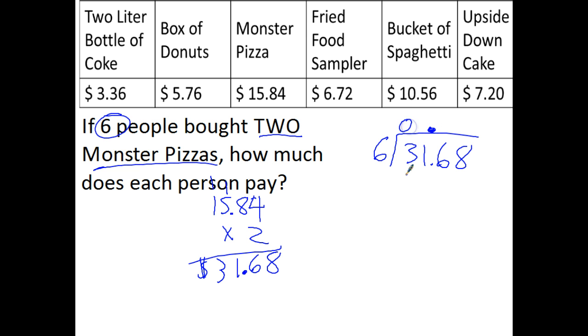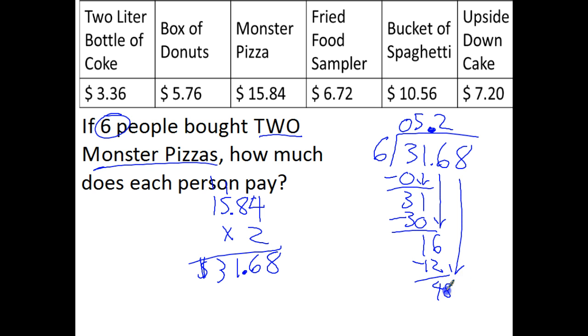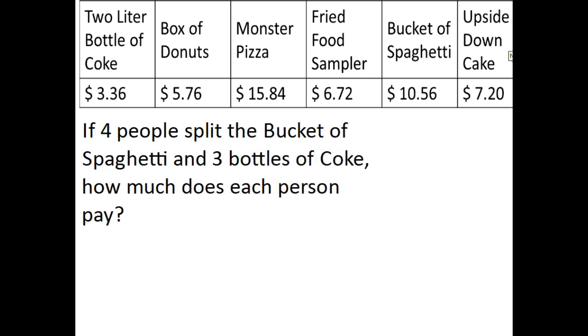Get my decimal point up there. How many 6s in 3? Nobody. How many 6s in 31? 5. 5 times 6 is 30. I subtract, I got 1 left. Bring down my 6. How many 6s in 16? 2. 2 times 6 is 12. Subtract, I get 4. Bring down my 8. How many 6s in 48? 8 of them. And this comes out nice and even. So everybody who bought the pizza is spending $5.28. Give you a chance to do a couple more on your own. Remember, find the total cost first, divide by the number of people.